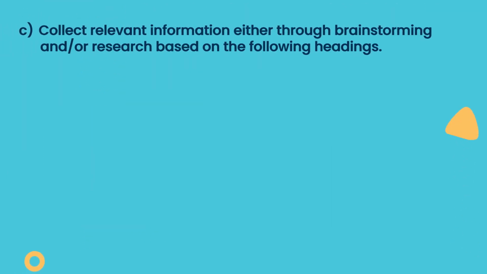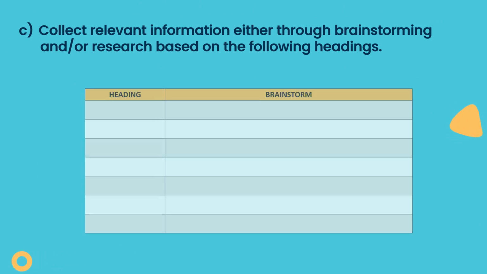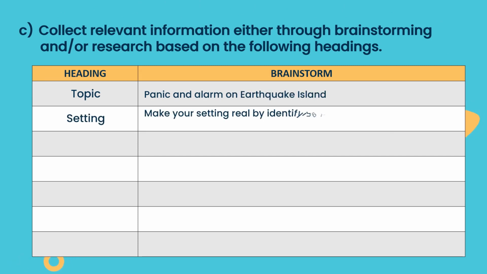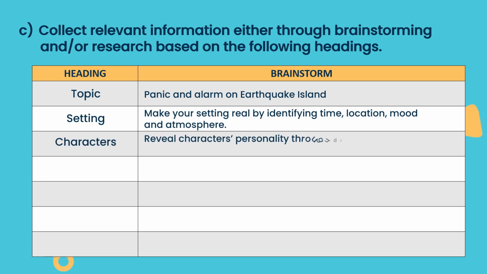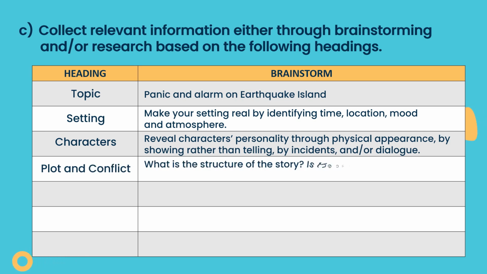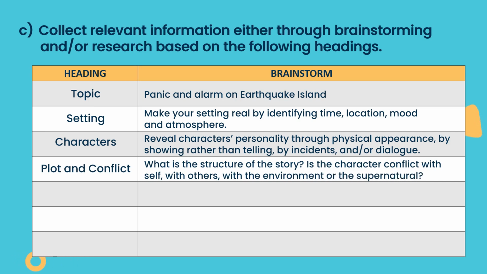Collect relevant information either through brainstorming and/or research based on the following headings. Topic: Panic and alarm on Earthquake Island. Setting. Make your setting real by identifying time, location, mood, and atmosphere. Characters. Reveal characters' personality through physical appearance, by showing rather than telling, by incidents and/or dialogue. Plot and conflict. What is the structure of the story? Is the character in conflict with self, with others, with the environment, or the supernatural?